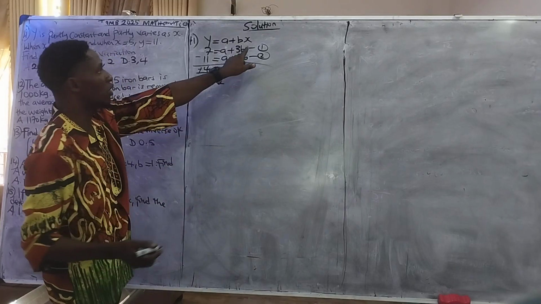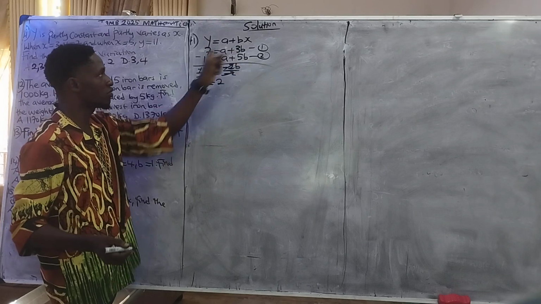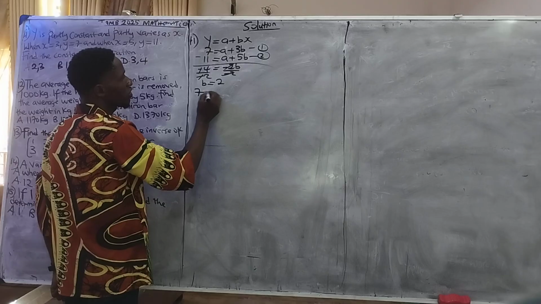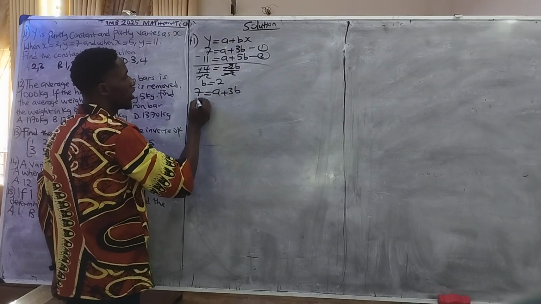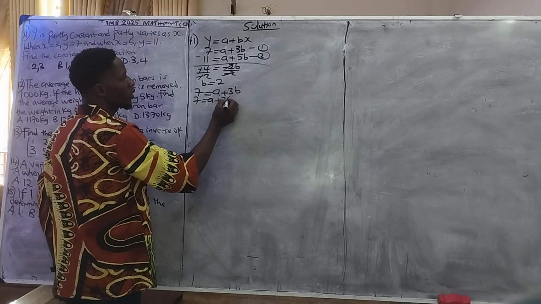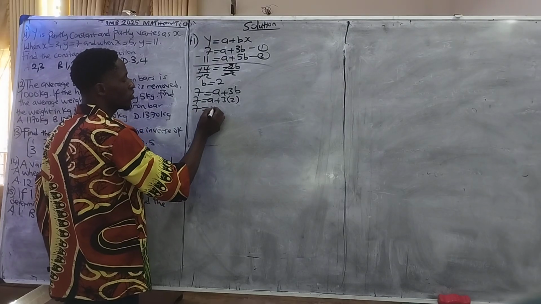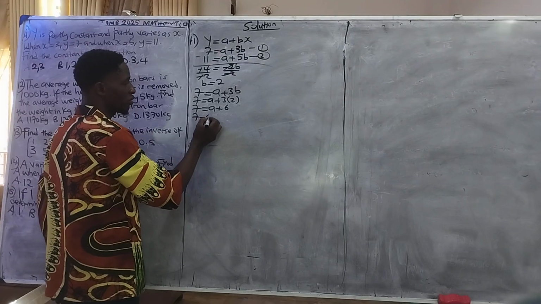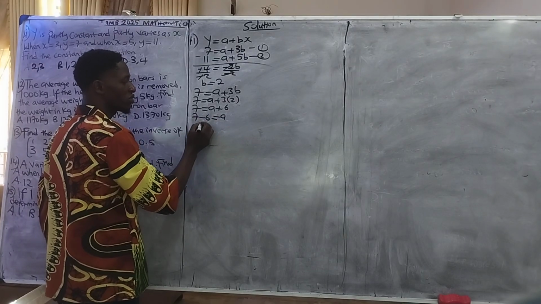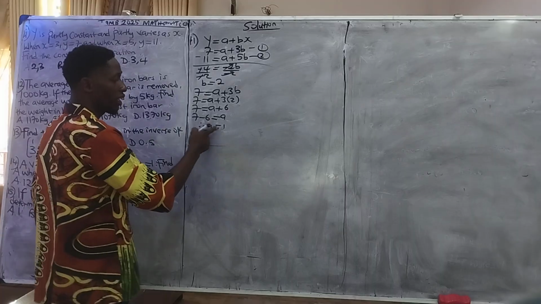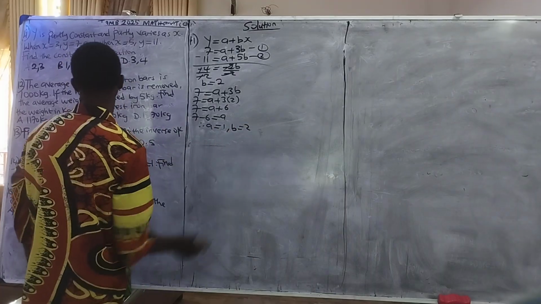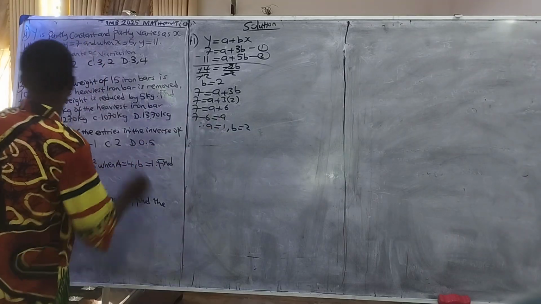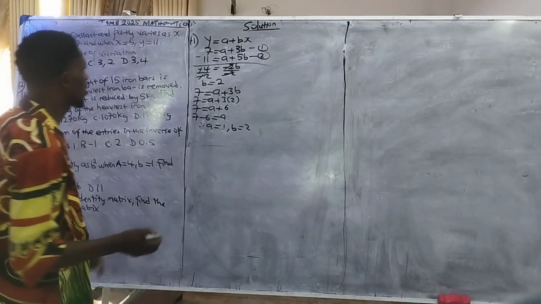So go to any of the equations and substitute b there to get the value of a. Let's use equation 1. In equation 1, we have 7 equals a plus 3b, so 7 equals a plus 3 bracket 2, which is a plus 6. You collect like terms, so we have 7 minus 6 equals a. 7 minus 6 is 1. So our a is 1, our b is 2. 1, 2. Be careful of the order. So option B is the answer.